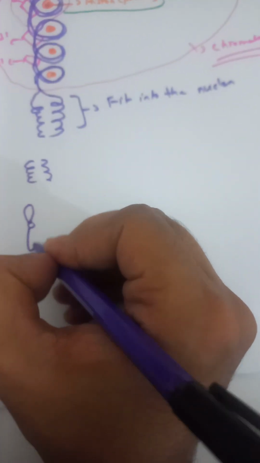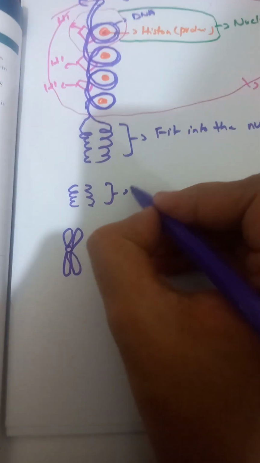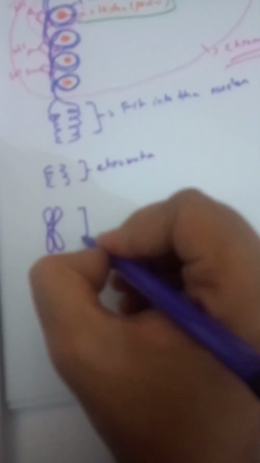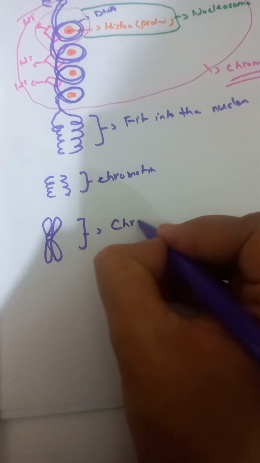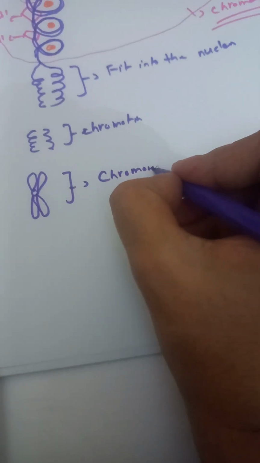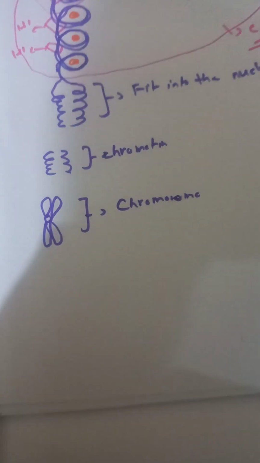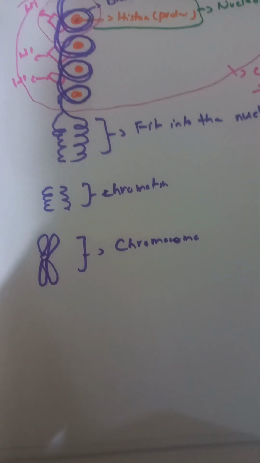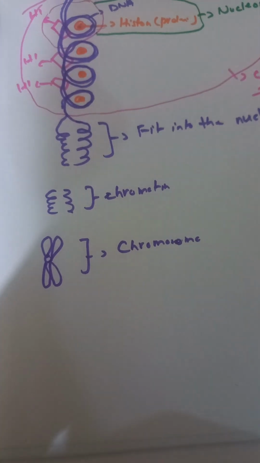Now there is one another thing. Now look, this is a chromatin, and this is another structure that you must be familiar with, and you must be getting confused as well. This is chromatin, and everyone knows this is chromosome. Okay, this is chromosome. So now what is the difference between chromatin and a chromosome? Are these two the same thing, or are they a different thing?